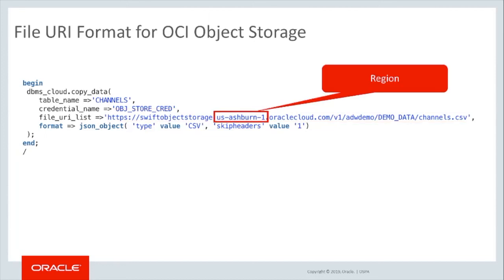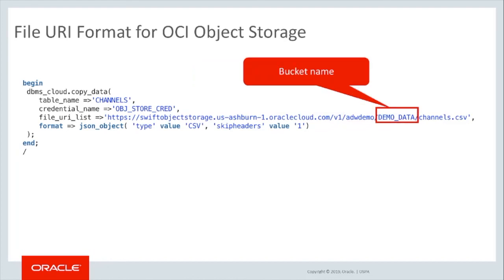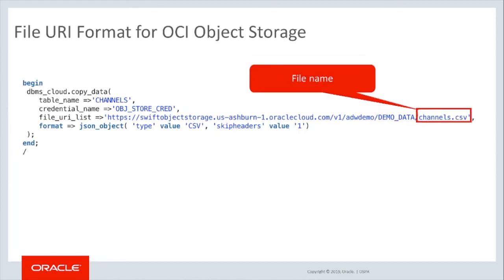The https:// statement always starts with the keyword swiftobjectstorage. Follow that with the data center region where the object store is. Next is the tenant name, which is the tenancy specified when logging into the Oracle Cloud, followed by the object store bucket that contains the file. And last, the actual name of the file in Object Store.